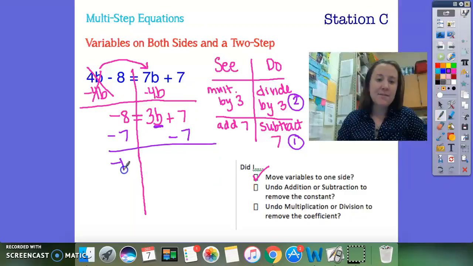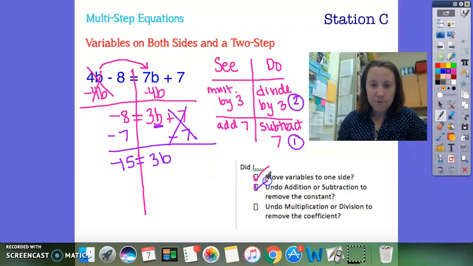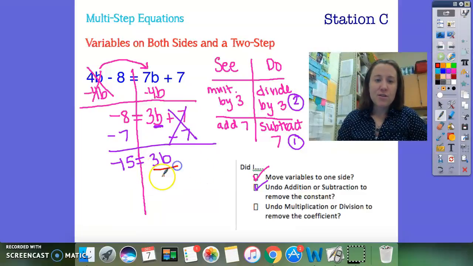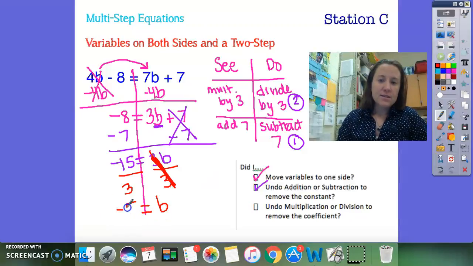Negative 8 minus 7 is negative 15. And I'm left with 3b. And that's it, because this positive 7 take away 7 is 0. So I just took care of addition or subtraction. From my pre-plan, I noticed that I'd be dividing by 3, so I'm going to do that. And 3 divided by 3 is 1b, or just b. And negative 15 divided by 3 is negative 5.